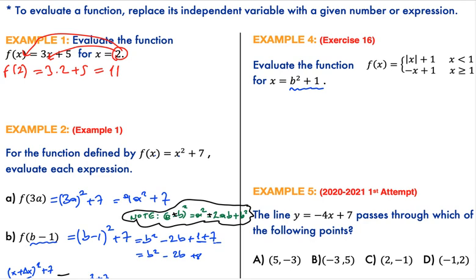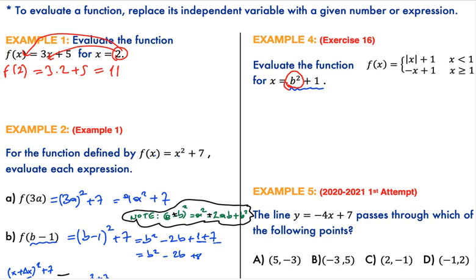So in which region we have b squared plus 1? Is b squared plus 1 less than 1 or greater than 1? This is what we decide first. So according to the interval, we will use the corresponding function. So let's think this logically. So what can we have as b squared? Can we have negative numbers for b squared?